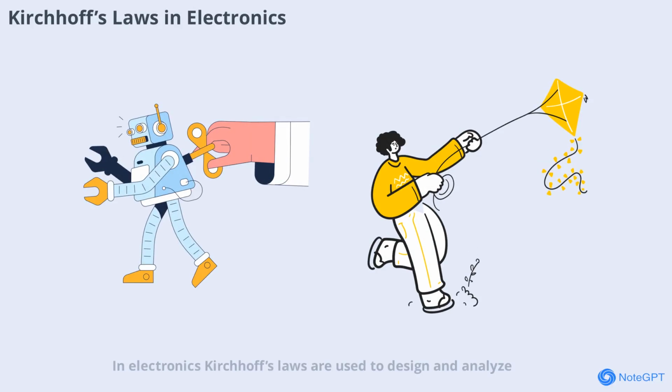In electronics, Kirchhoff's laws are used to design and analyze everything from simple LED circuits to complex microprocessors. Engineers rely on these laws to ensure that devices function correctly and efficiently. Whether you're building a robot or a radio, understanding Kirchhoff's laws is essential.